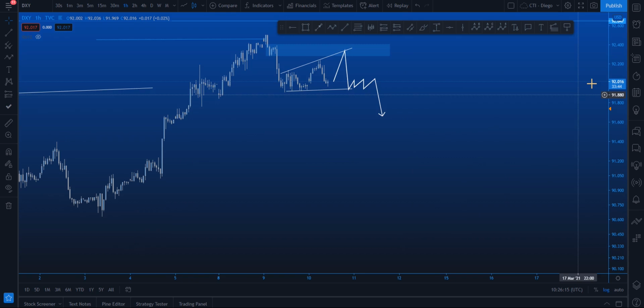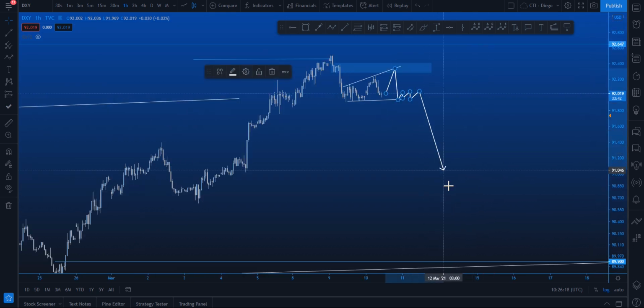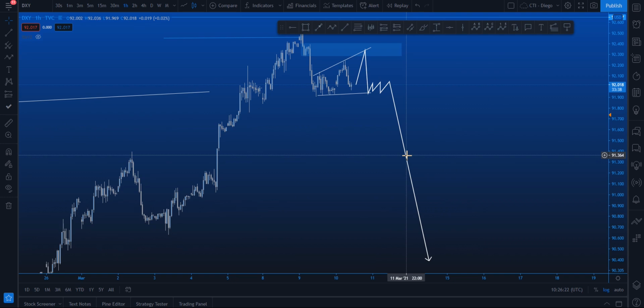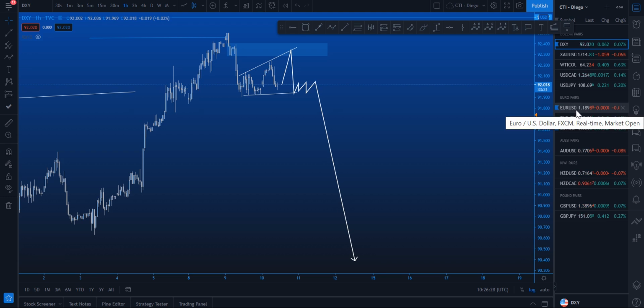So dollar's looking really interesting, really clean and really simple. Pretty straightforward for the dollar, just have to remain vigilant and patient. Next on the watch list is Euro USD.